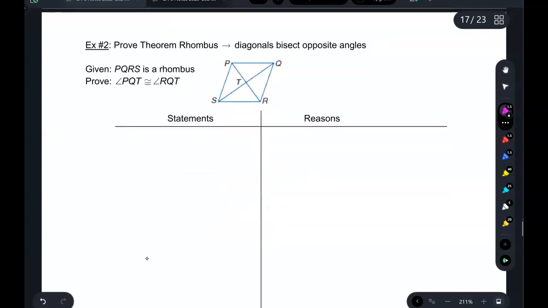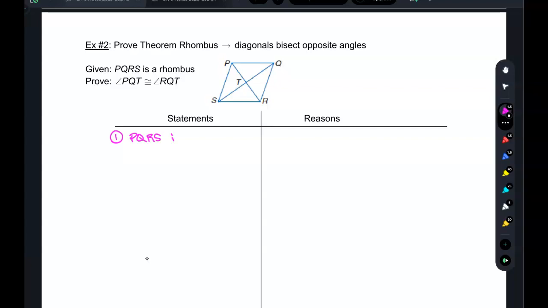All right. So we are going to prove that theorem that diagonals bisect opposite angles. Is there a way to write out rhombus instead of using an abbreviation? Generally speaking, parallelogram is the only one that has the abbreviation.